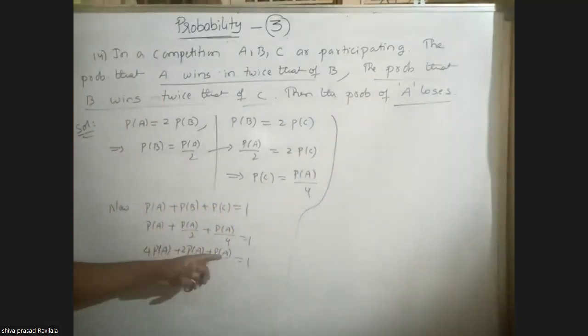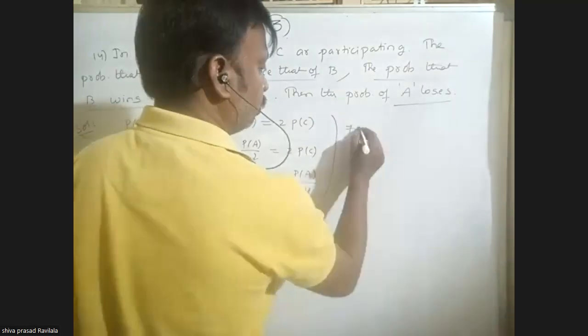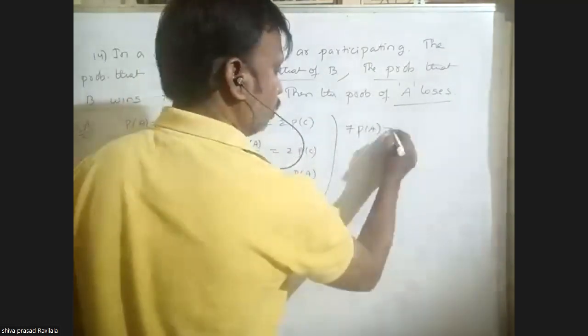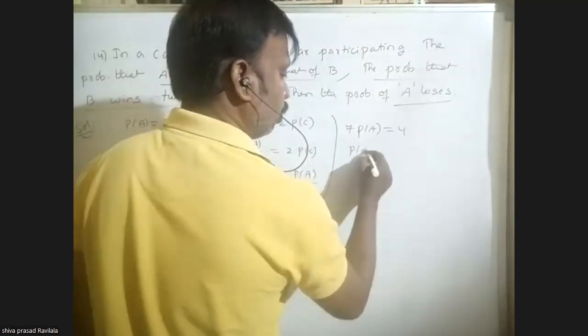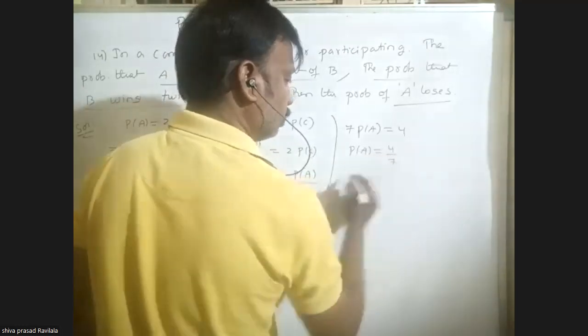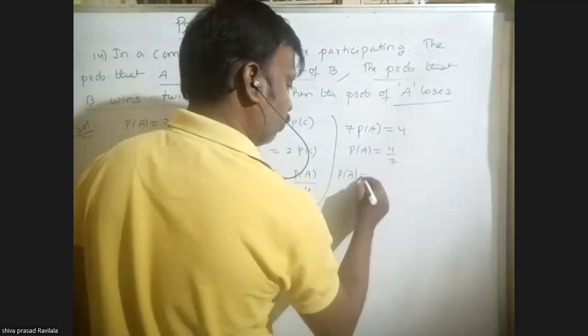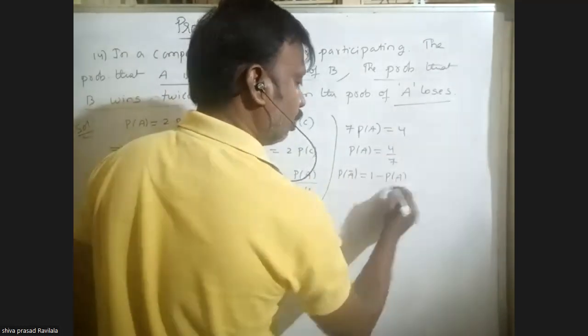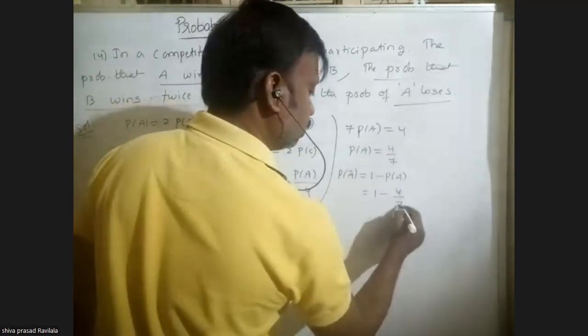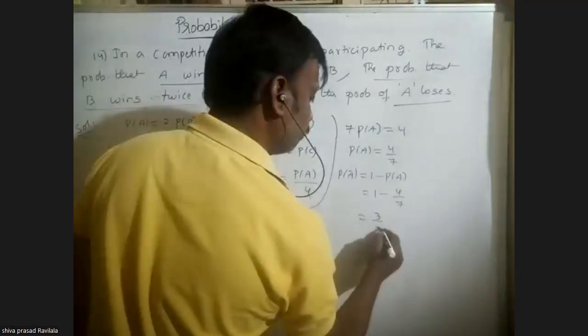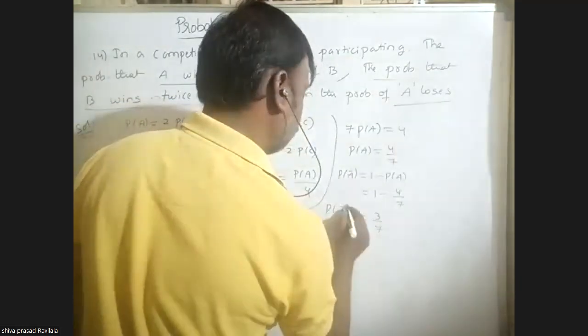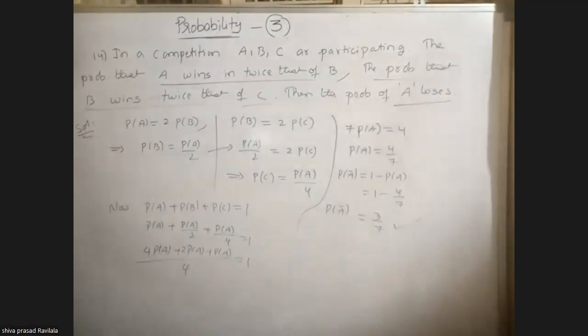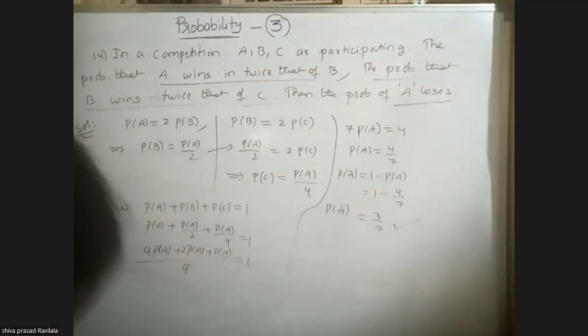4 plus 2 plus 1, that is 7 into probability of A is equal to 4 into 1, and probability of A is equal to 4 by 7. Now probability of A complement is equal to 1 minus probability of A, which is equal to 1 minus 4 by 7. Your answer, 7 minus 4, 3 by 7. That is, probability of A complement is equal to 3 by 7. Similarly, we can find the remaining ones, I mean probability of B, probability of C, like that.